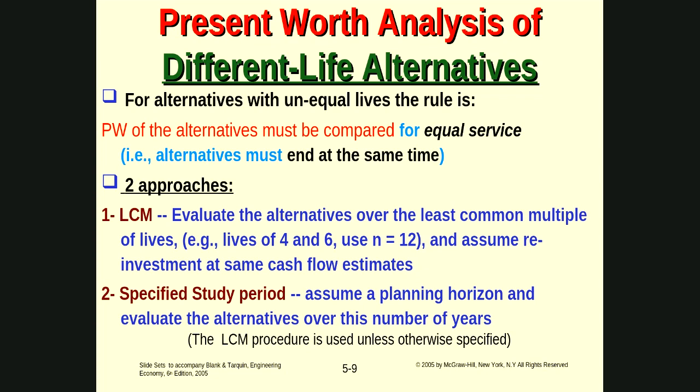If we have different life or number of years, in this case we use two methods to solve the problem. You select one of those methods, or I bring you in the question to select a certain method. The first method is called LCM, and the second method is called specified study period. The LCM stands for the least common multiple. Do you know the meaning of the least common multiple in mathematics? In Arabic, it's fine.